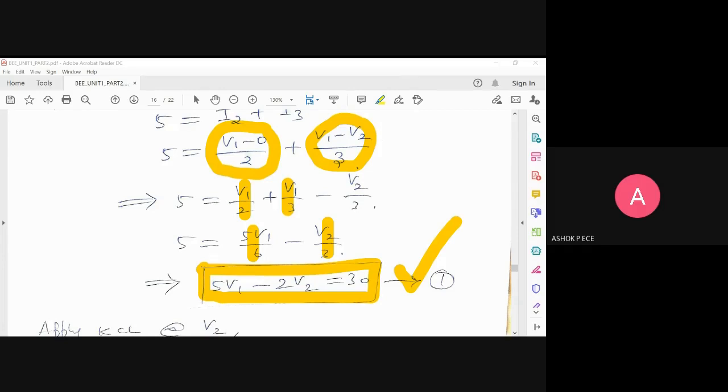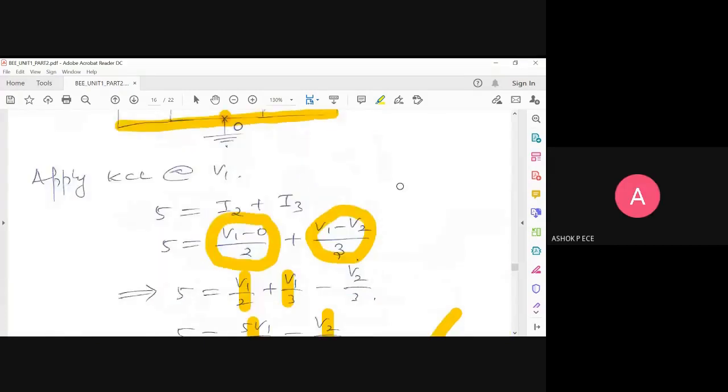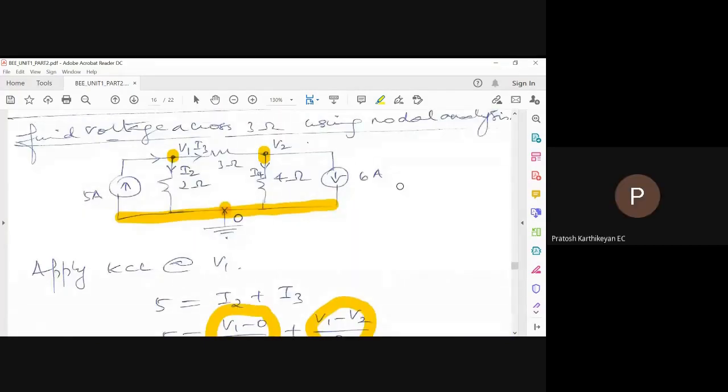Pratosh, you are there? Yes, sir. Can you say the KCL at node V2? The I3 current comes in and splits into I4, and one more current goes to I5, that is 6 amperes. So what is the final equation? I3 is equal to I4 plus 6. Very good. What is I3? I3 is V1 minus V2 by 3. Very good. And what is I4?